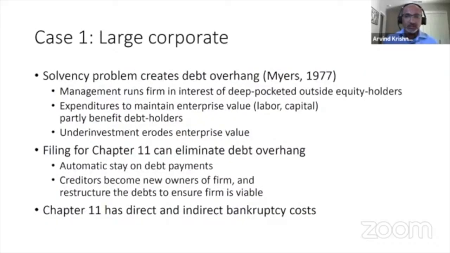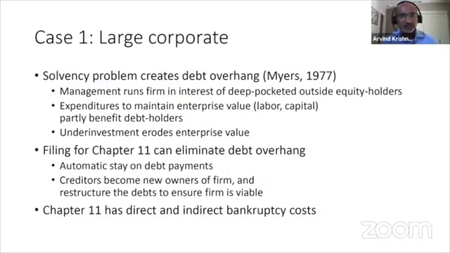The second case that I want to talk about is the case of a large corporate. Okay, and this case is more nuanced than the first case. So think of a large corporate with high debt, which is facing a solvency problem. So the high debt will distort an investment decision. And the reason for this is the Myers debt overhang problem.